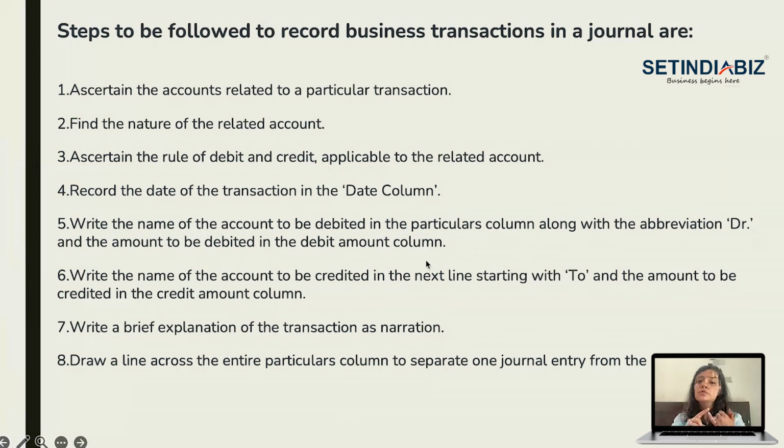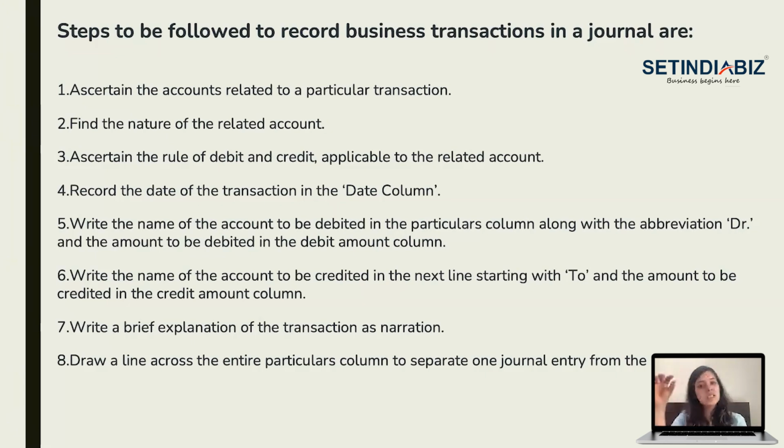So first we will ascertain the accounts. Then we will find the nature of related accounts. Then we will follow the rule of debit and credit. Then we will write the date in the date column, right? The date on which the transaction has occurred. Then we will write the debit entry.